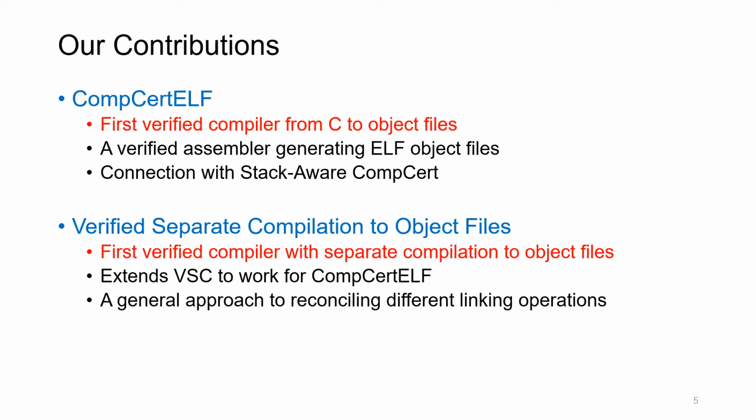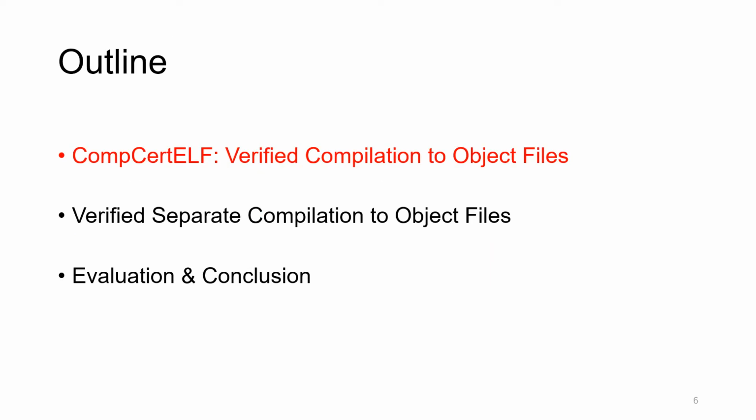Second, we have extended the verified separate compilation to work for the complete compilation chain of CompCertELF. This results in the first verified compiler that supports separate compilation from C programs all the way to the object files. A technical innovation is a general approach to reconcile two different views of linking, both at the source level and at the binary level. The rest of this talk consists of three parts. We first introduce CompCertELF, and then discuss how to extend the verified separate compilation to the entire passes of CompCertELF. Finally, we present some evaluation and conclude.